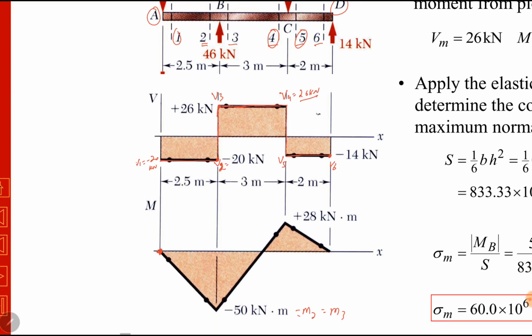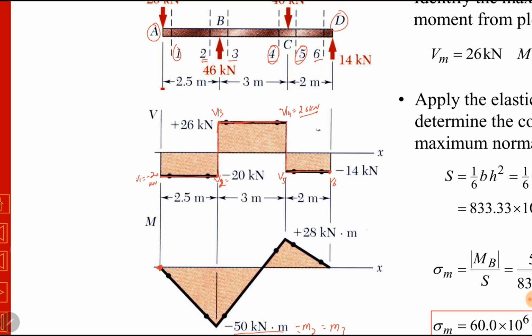Coming back to the point, M3 and M4, sections 3 and 4 both lie at point B, and we have minus 50 kilonewton meter. We have drawn a linear line between A and B because shear force was constant between A and B, so bending moment should be 1 degree higher, it should be linear. At point C, sections 4 and 5, we have M4 and M5 both equal to 28 kilonewton meter. Again, shear force is constant between B and C, so we will draw bending moment as a linear line between B and C.